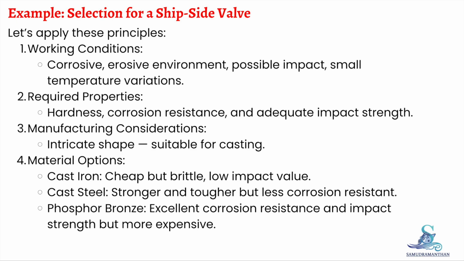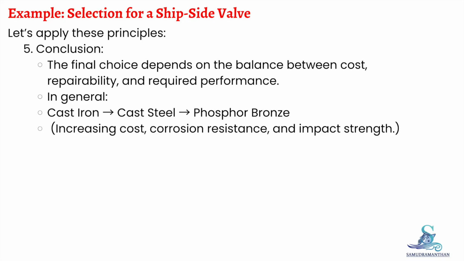Possible material options. Cast iron: inexpensive but brittle, low impact strength. Cast steel: strong and tough but less corrosion resistance. Phosphor bronze: excellent corrosion resistance and toughness but expensive. Conclusion. The choice depends on the balance between cost, repairability, and performance. Generally, we can arrange them in order: cast iron, first priority, then cast steel, then phosphor bronze, showing increasing cost, corrosion resistance, and impact strength.